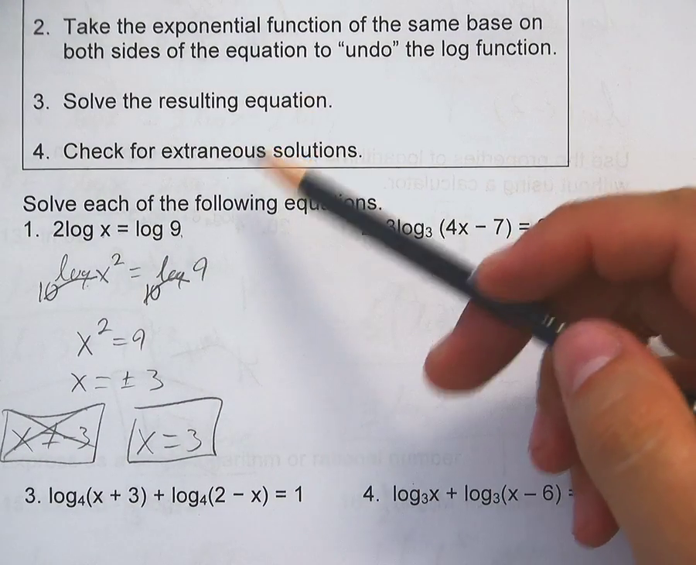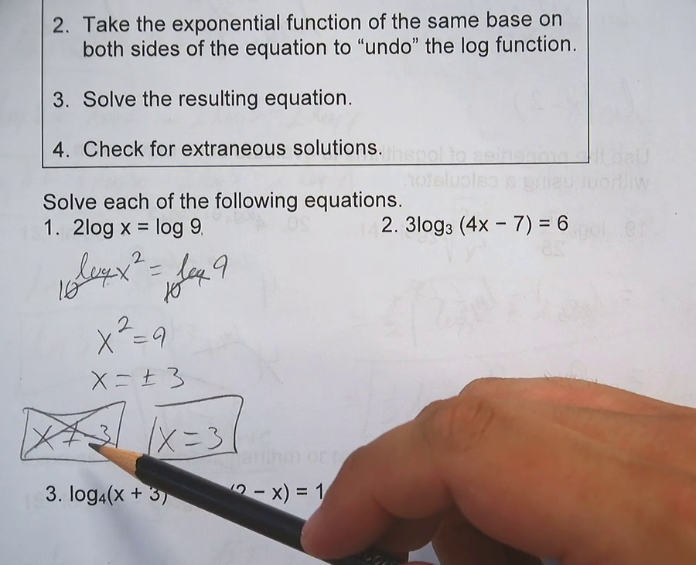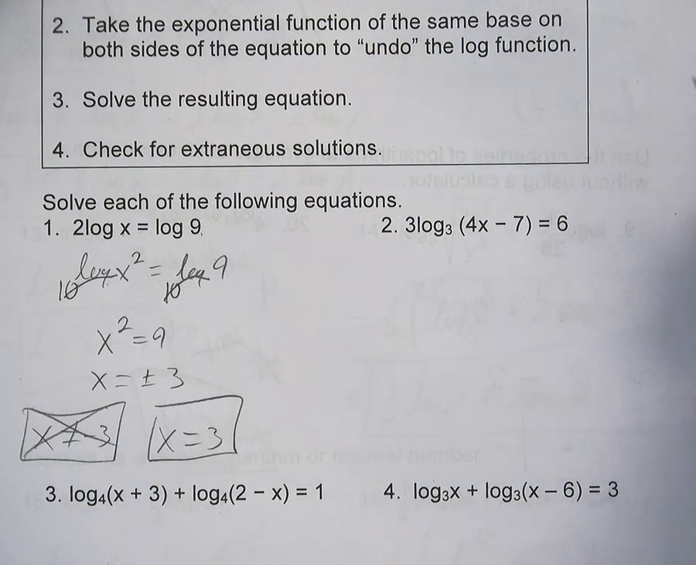Solve the resulting equation. Step number 4, check for extraneous solutions. That's this guy. All right, check for extraneous.